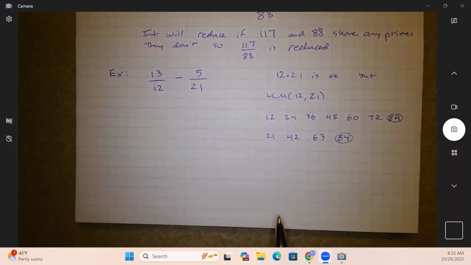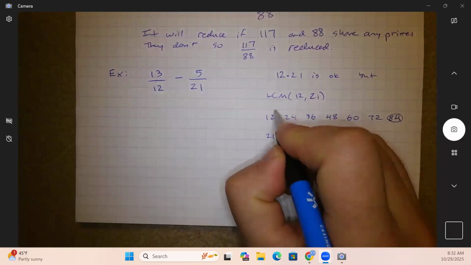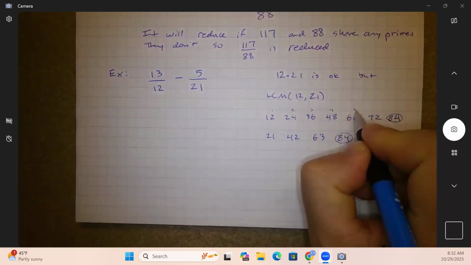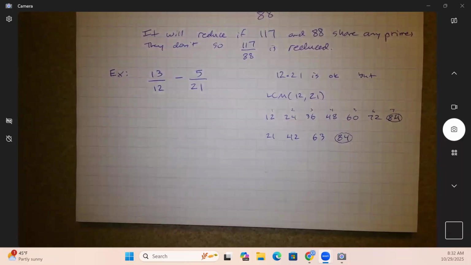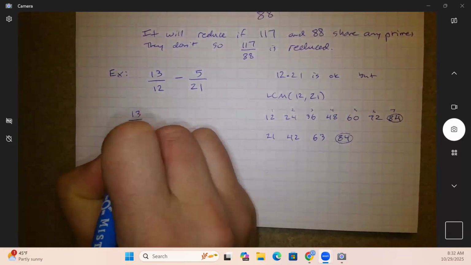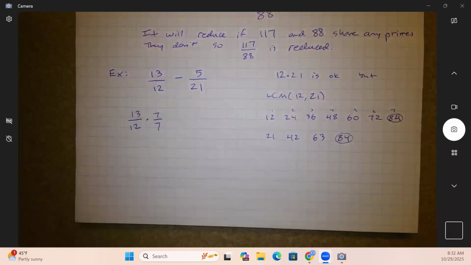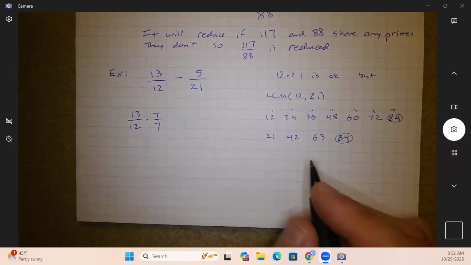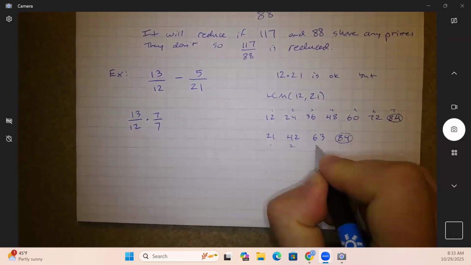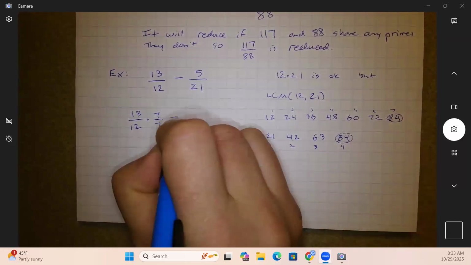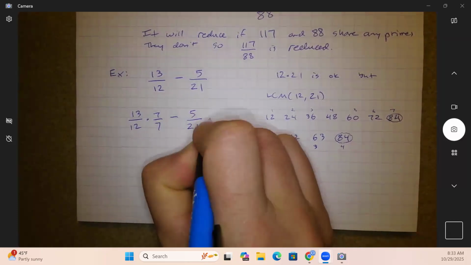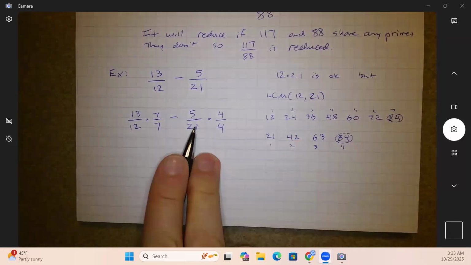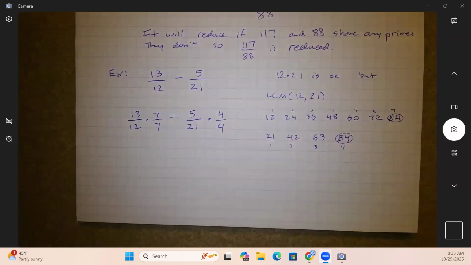And to figure out what's missing, count the number of multiples of 12. 1, 2, 3, 4, 5, 6, 7. I know those numbers are super small. So that means the 13 over 12 is missing a 7, because 12 times 7 gets me to 84. And the 5 over 21 is missing a 4 because 21 times 4 gets me to 84.